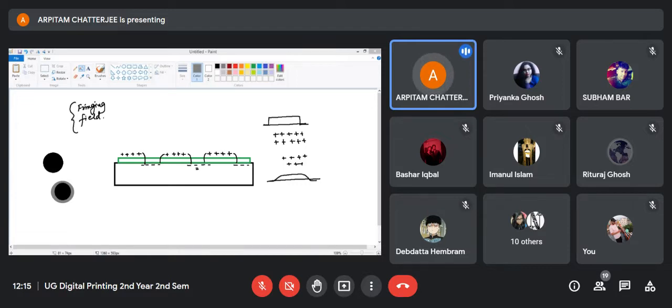What is the final output of this halo effect? Instead of a solid black or solid ink, we get a faded kind of appearance at the edges, so the edges are not very clear. And the fringing field effect, as I already told, is the reason why this happens. To avoid that, we have a very important element in xerography and electrophotography, which is called the development electrode.